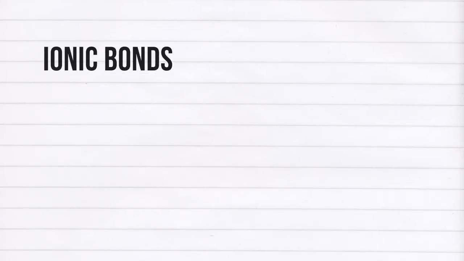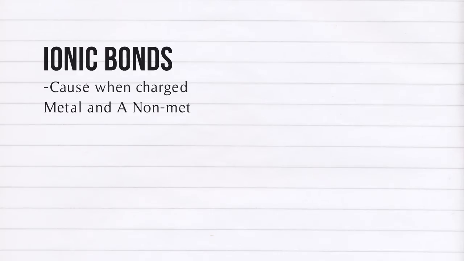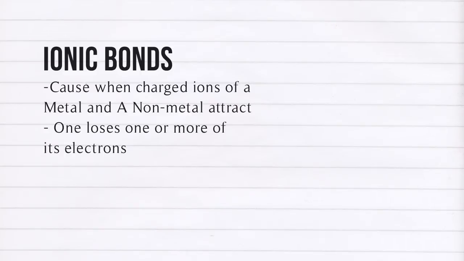Our topic is covalent versus ionic versus metallic bonding. I researched what an ionic bond is. An ionic bond is formed when charged ions of a nonmetal and a metal attract. One loses one or more of its electrons and gives it to another atom. For example, sodium plus chlorine equals sodium chloride.